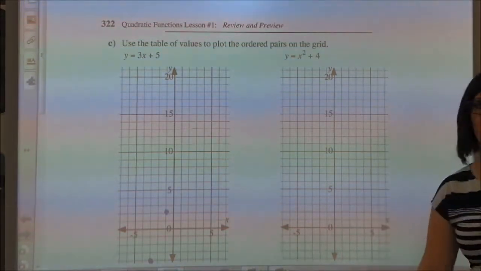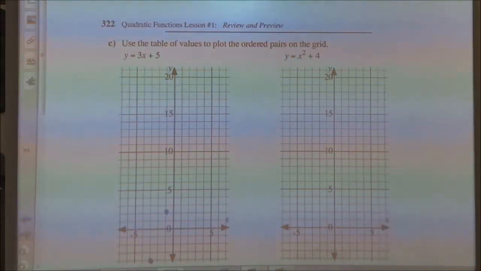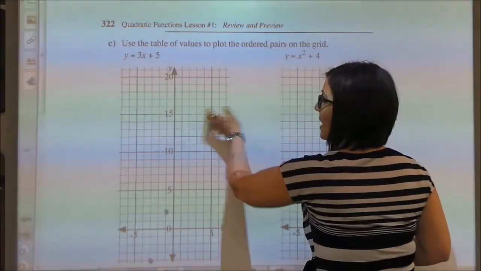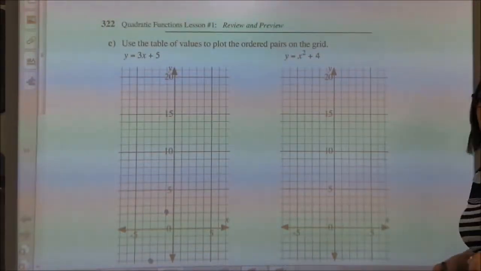Okay, so again, I'm going to give you a couple of minutes. I want you to plot all of those points. So this was the 3x plus 5, and this is the x squared plus 4.